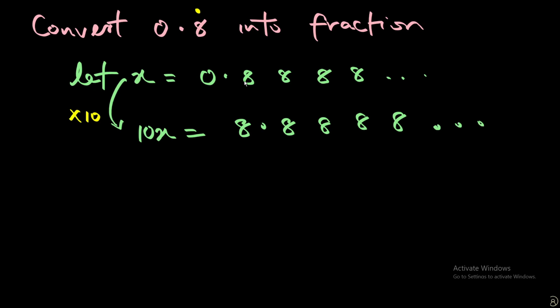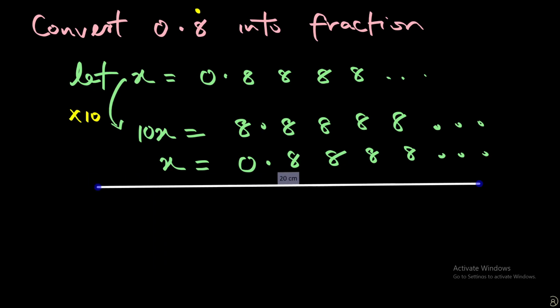And then we're going to bring this first equation underneath here, as x equals 0.8888, of course recurring. Now you might have noticed that I try to line up my decimal points, because when I'm subtracting, it's going to line up quite easily to get a whole number. Okay, so now we're going to subtract the first and the second equation, and when we do so, we're going to have 10x take away x, which is 9x.